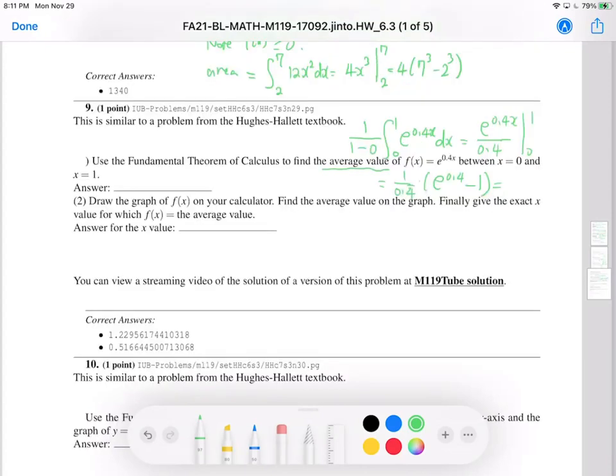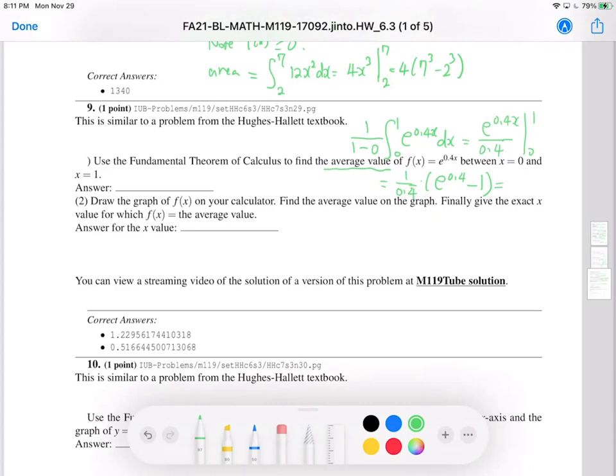Okay, so this is the exponential function. If I draw the graph, at 0 it passes through 1, and the coefficient of the exponent is 0.4, which is positive, so it is increasing, exponential growth. So this is the graph of f(x). The exact x value where f(x) is the average value, between 0 and 1.